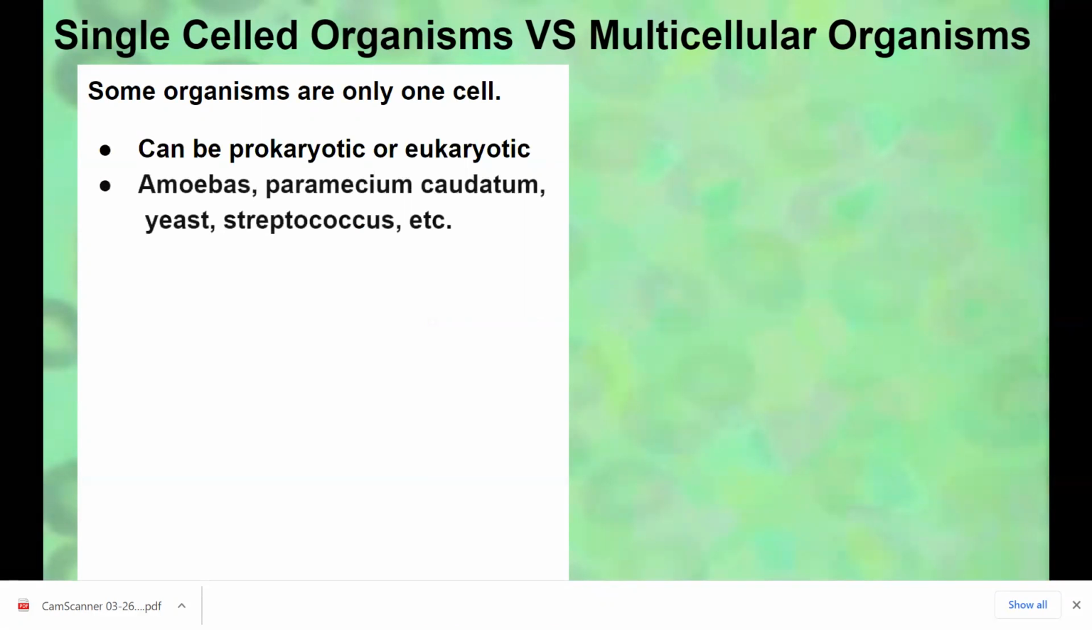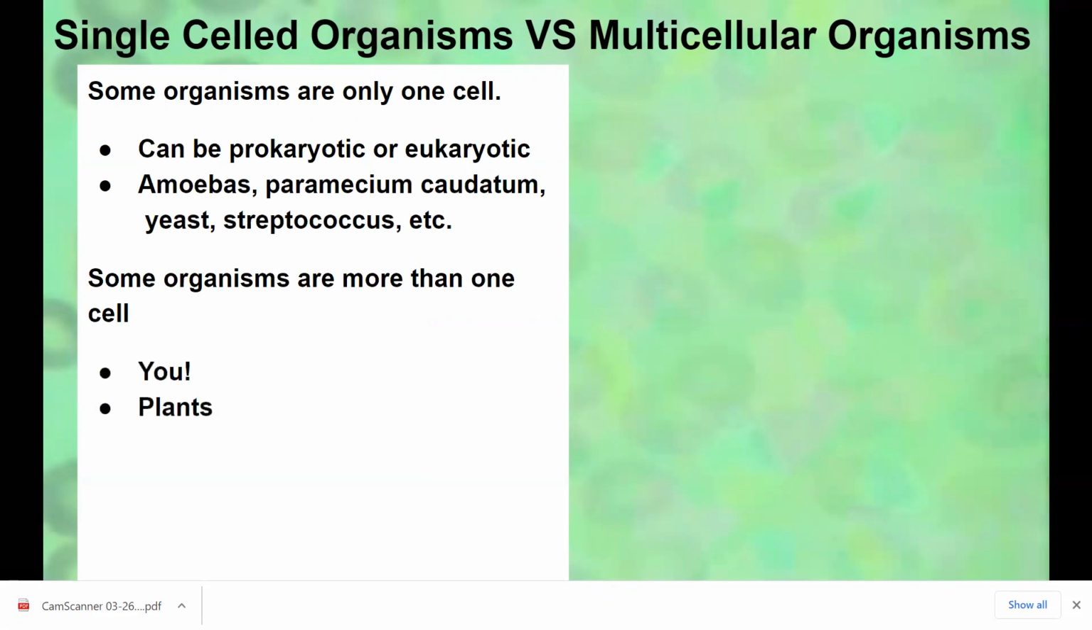We got to talk about single-celled organisms and multicellular organisms as well. So some things are only made of one cell. Bacteria is probably the easiest example of that, but there are others as well. Not all single-celled organisms are prokaryotic. They can be eukaryotic too. Examples that you may have heard of would be amoebas, paramecium caudatum, yeast, streptococcus. All of those would be examples of eukaryotic. Sorry, not all of those. Amoebas and paramecium would be examples of eukaryotic single-celled organisms. Streptococcus is a bacteria. My apologies.